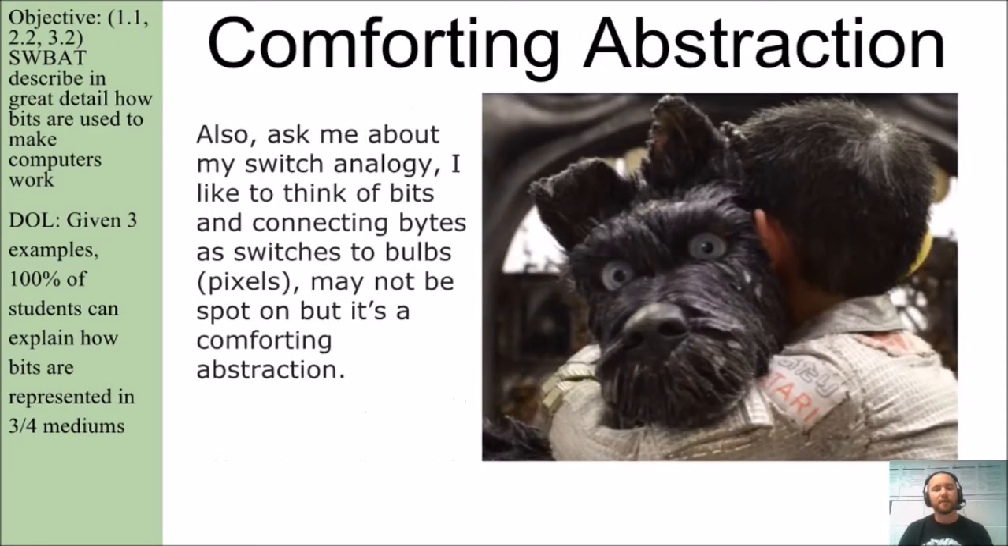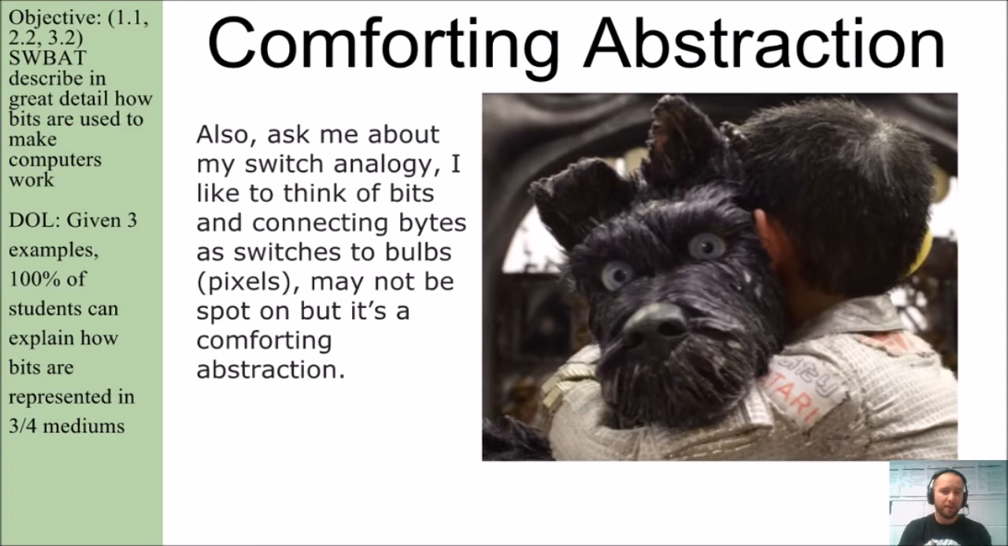And on top of the letters of the alphabet, you have all these symbols on the keyboard and all these other things that would need to be encoded for the computer to understand what you're trying to do when you push these keys. So I feel like this dog analogy is a comforting abstraction to understand how encoding works.